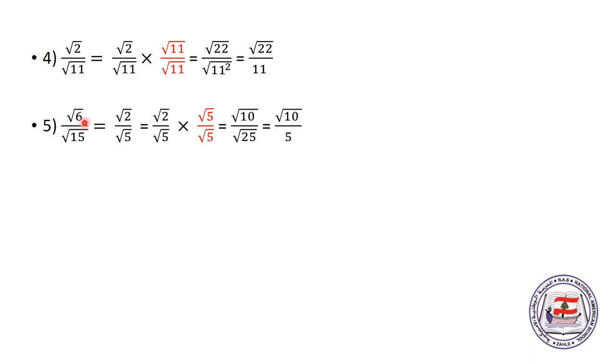And number 5, radical 6 over radical 15. First, we need to start by simplifying the fraction, so dividing each radical by 3, we get radical 2 over radical 5. Radical 2 over radical 5 should be rationalized in order to remove the radical from the denominator, so we multiply the numerator and the denominator by radical 5, and then we get radical 10 over radical 25, or 5 squared, which gives radical 10 over 5.